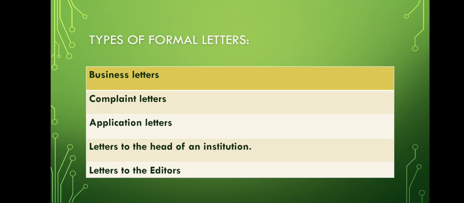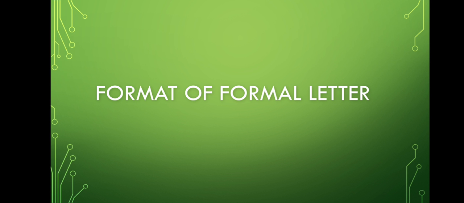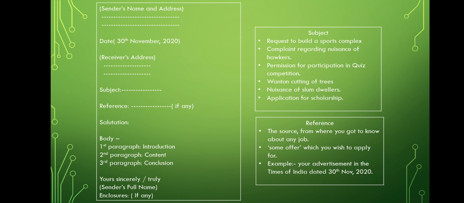So now we will discuss the format. What is the format of a formal letter? As you can see here, the sender's name and the address go at the top. Sender's name and address means your name and your address, because you are sending the letter. You are the sender, so your name and your complete address. After that, we have to write the date in the format which I have mentioned here, like 30th November 2020.